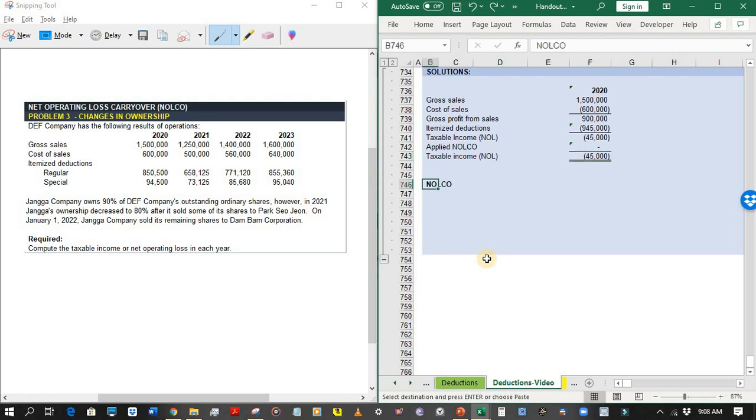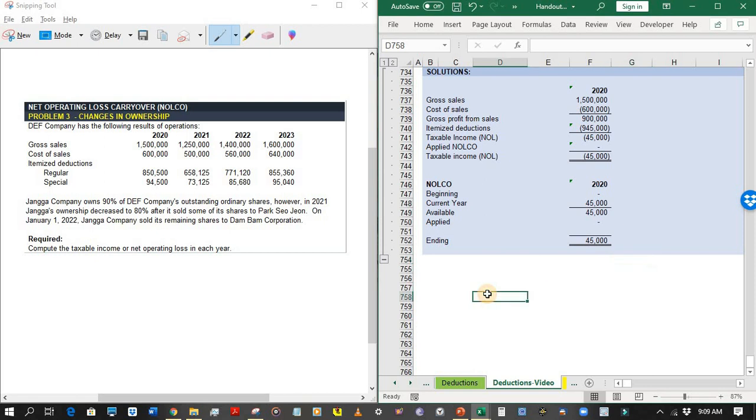So for the NOLCO, we have no beginning balance as of 2020. So in 2020, it increased to 45,000 pesos. So there is no applied NOLCO during 2020, so that is why our ending balance of NOLCO is 45,000 pesos. So now let's proceed to 2021.